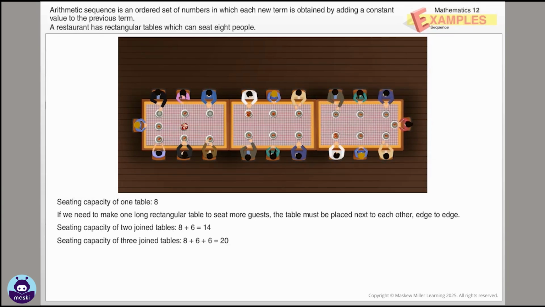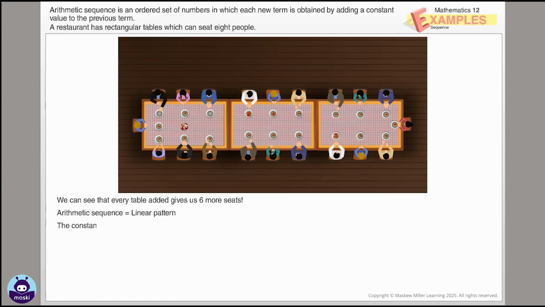If we continue in this manner, we can see a sequence being formed. We can see that every table added gives us 6 more seats. This is nothing but a linear number pattern. The constant value that is added each time is called the common difference and is denoted by D.